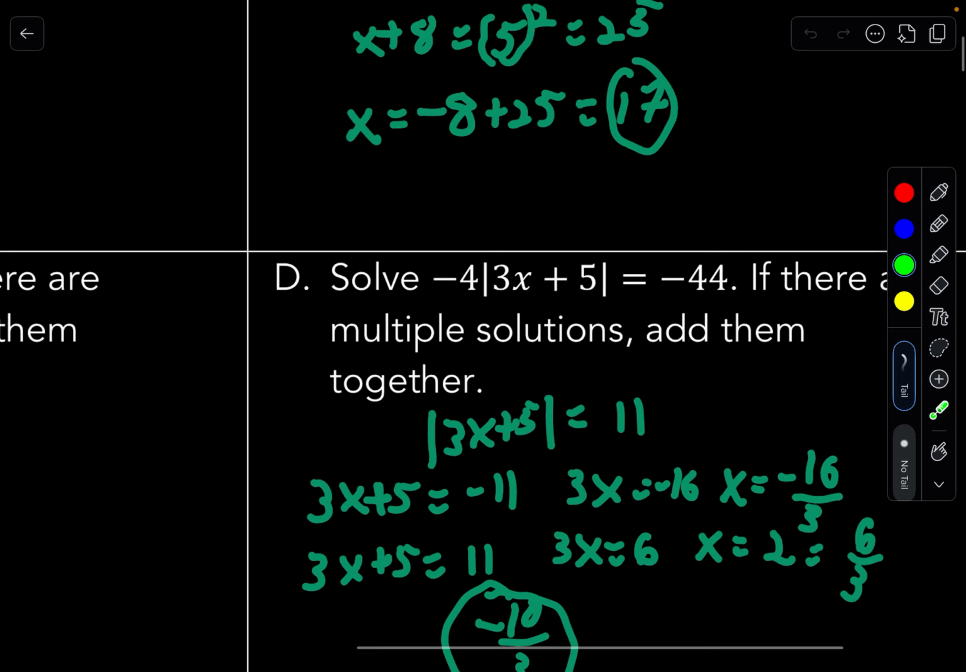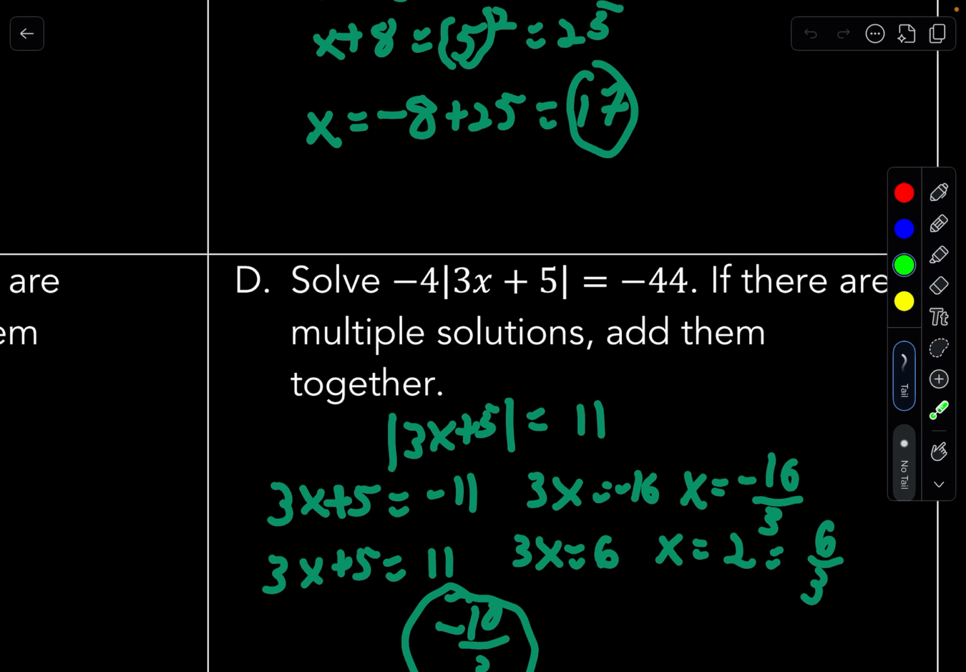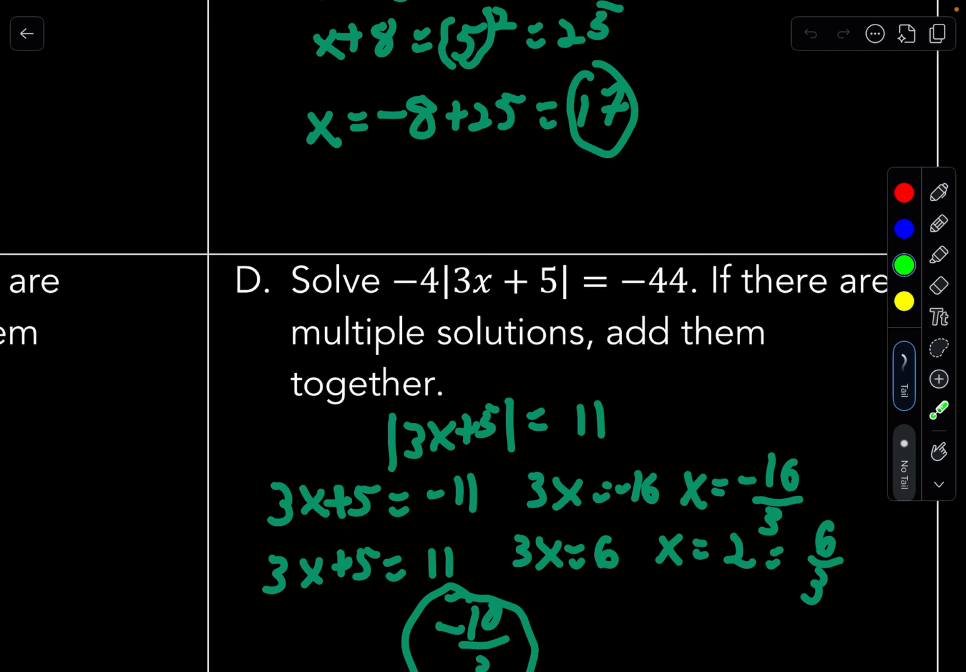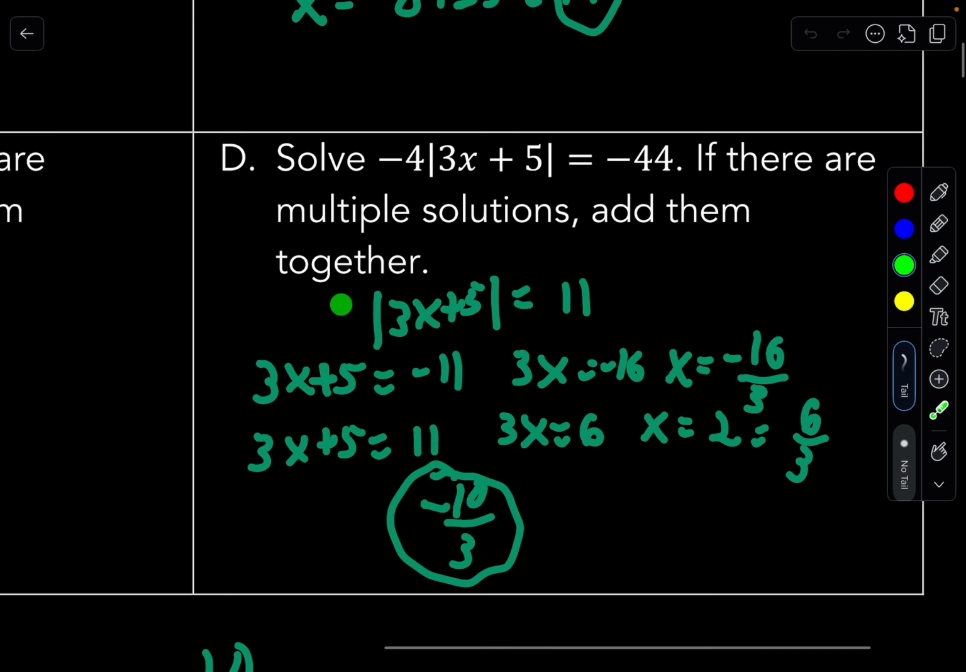The final question on the first set here is to solve this absolute value equation. To do that, we have to denude the absolute value. We have to strip everything on the outside away. So we divide both sides by -4, and that gives us this. Okay, absolute value of 3x plus 5 equals 11. That gives us two possible solutions. 3x plus 5 can equal -11, or 3x plus 5 can equal +11.